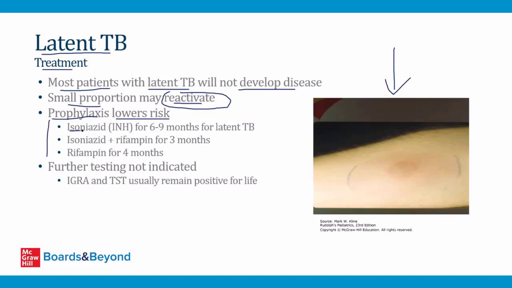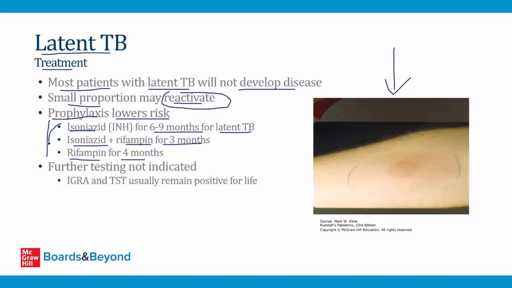The antibiotic isoniazid, which we'll talk about in a minute, used to be the standard. You would administer it for 6 to 9 months in patients who had evidence of latent tuberculosis. There are now some newer regimens that have emerged that are just as effective, and you don't have to take them for so many months. One of these is isoniazid plus rifampin for 3 months. Another is rifampin for 4 months.